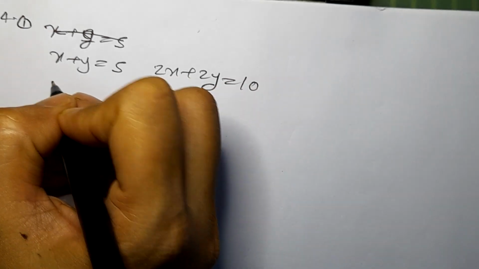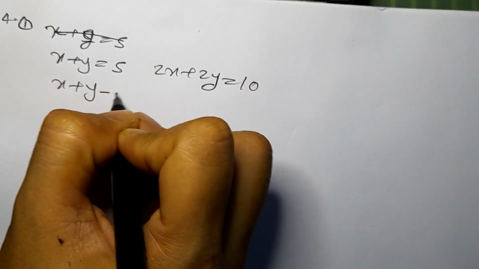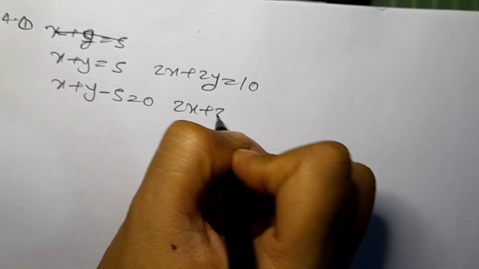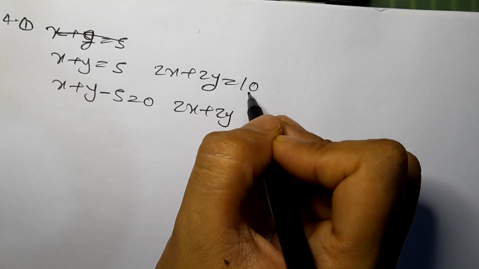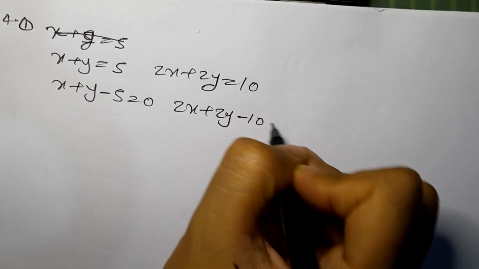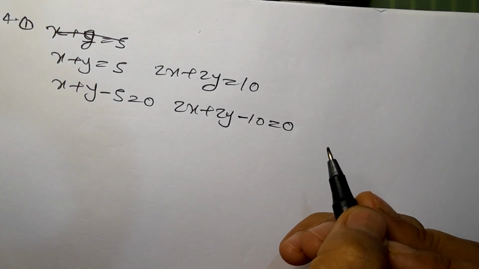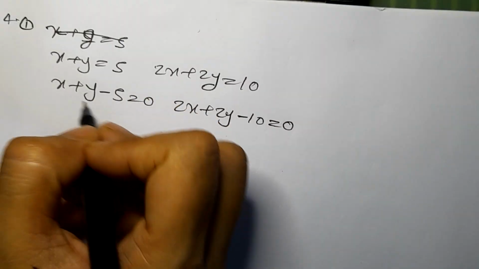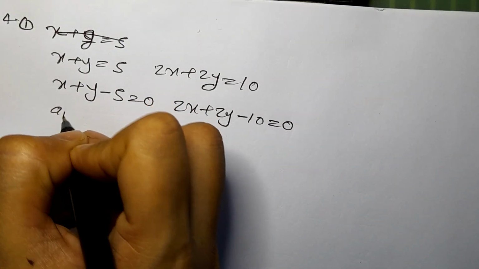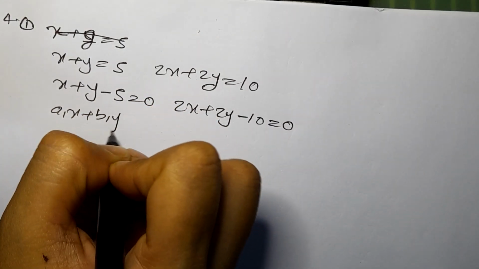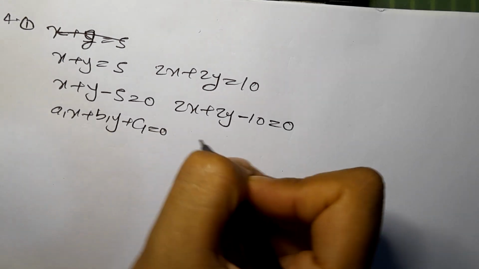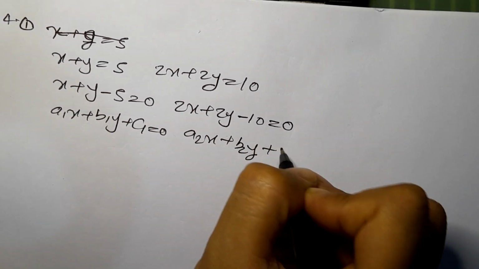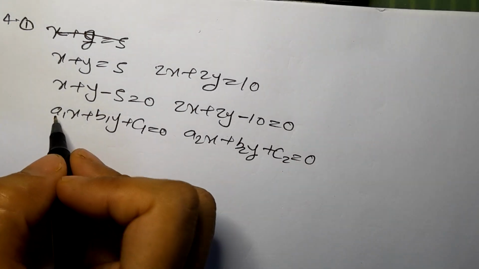Bring the constant to this side: x plus y minus 5 equal to 0. So this will be 2x plus 2y, bring the constant this side, minus 10 equal to 0. Now we have everything on one side. Now compare with the general equation. What is the general equation? a1x plus b1y plus c1 equal to 0, and the other is a2x plus b2y plus c2 equal to 0.